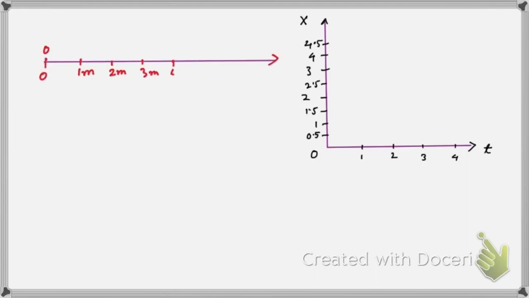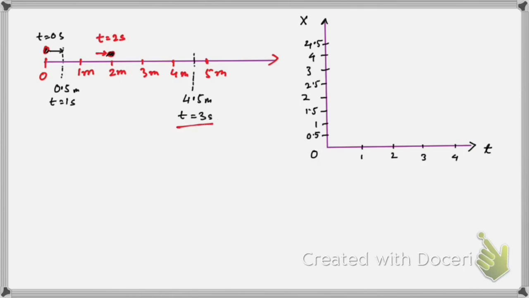Suppose we are taking an example of motion such that at t equal to 0, its position is at the origin, 0, and it is moving forward. After 1 second its position is, suppose, 0.5 meter with respect to the origin. At t equal to 1 second, and after 2 seconds it reaches the position 2 meter, right? And after 3 seconds it reaches the position 4.5 meter, when t is equal to 3 seconds.